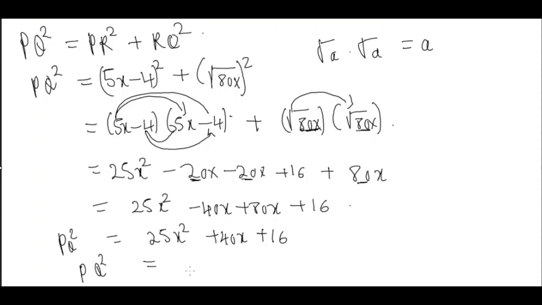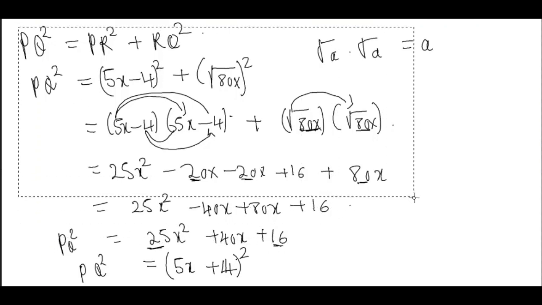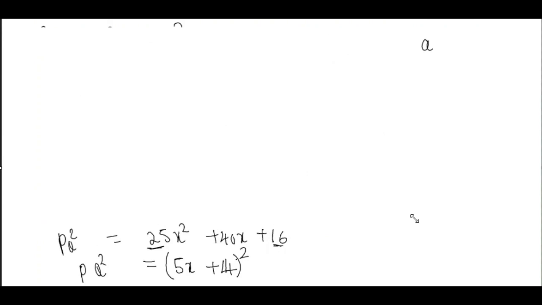So now what we can do here is to factorize. Here you can see that the first term of this quadratic expression is a perfect square, and also the last term is a perfect square. So the square root of 25x squared is 5x. And the square root of 16 is 4. So we can write it as a square. So now we need to find PQ.